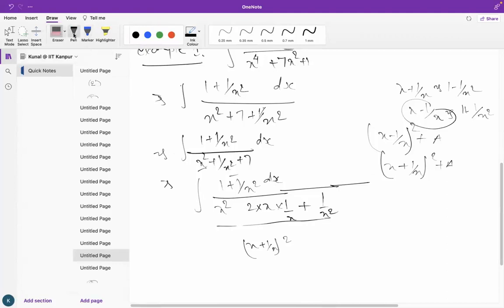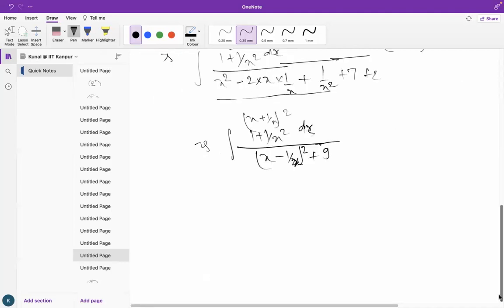So what I just do, we substitute a minus here, and then plus 7, and since we do minus 2, we have to add plus 2. So it looks like 1 plus 1 by x square dx over x minus 1 by x whole square plus 9. And if we assume this function as f, this is our df. So our integration will look like a square plus x square, right? Our integration simply looks like 1 by a, where a square is equal to 9, so we can write a as 3. So 1 by a tan inverse of x by a.